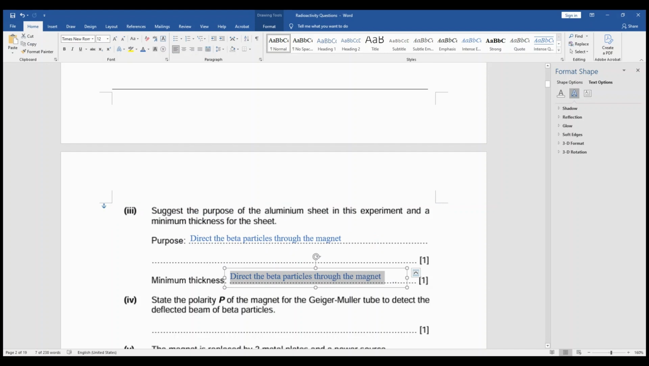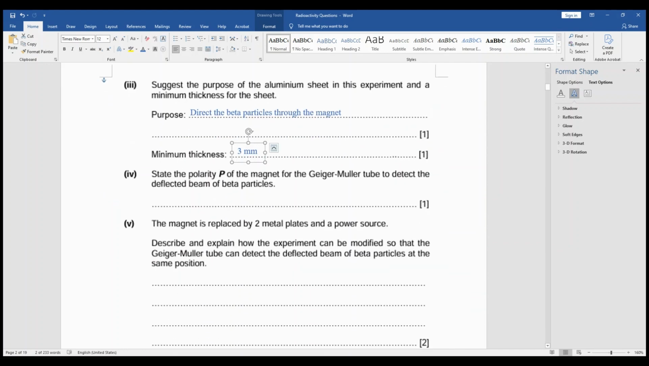Okay, what's the minimum thickness needed? I would think at least a few mm. Maybe we can just say it's 3 mm. That's good enough. If you're very kiasu, you can say 5. Okay, but this should be enough. 3 mm of aluminium.